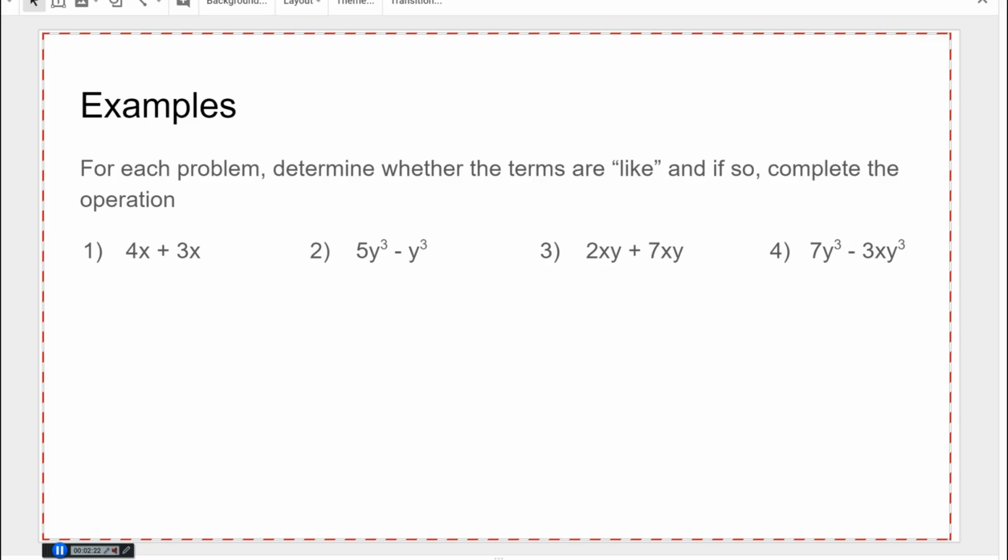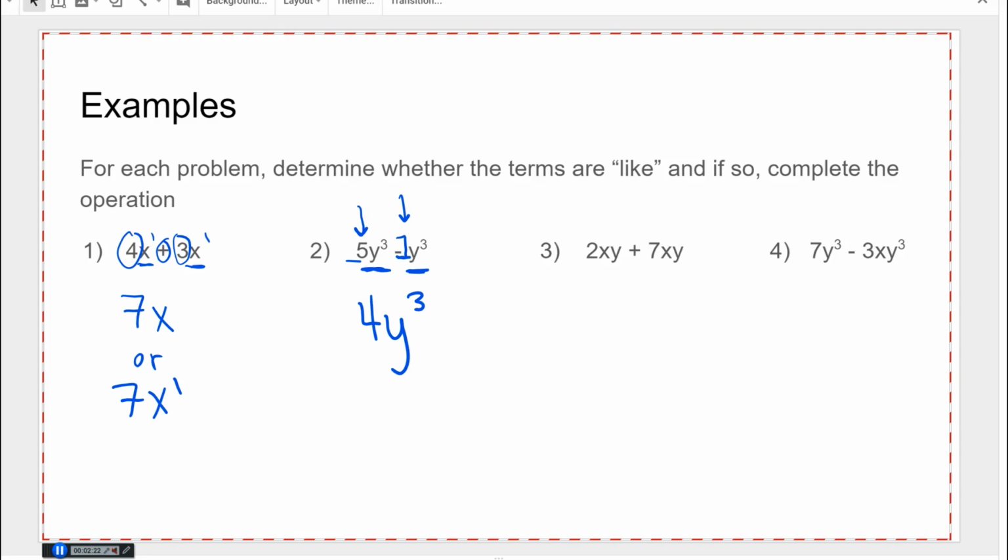So first we need to take a look at the base. The base is x, the exponent's invisible, so it's a 1. So these terms are alike, which means we simply need to add the coefficients, because there's an add. So it's going to be 7x. Remember, we don't change the x or x to the 1st. We simply add or subtract the coefficients. So first we determine if these are like terms, y to the 3rd and y to the 3rd. They are. Now we have to subtract the coefficients. It looks like there isn't a coefficient, so I'm going to put a 1. So really we're doing the operation 5 minus 1. So that would be 4y to the 3rd.